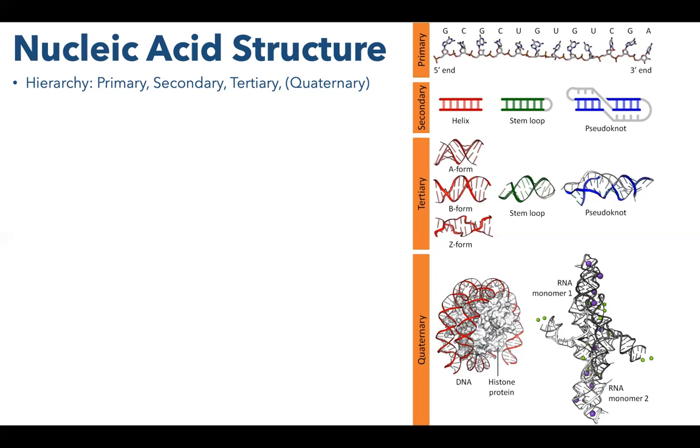The secondary structure is brought about by the hydrogen bonding of the nitrogenous bases in one or more strands of nucleic acid. We are familiar with the double helical structure of DNA, and this falls under the secondary structure, laid out on a two-dimensional plane.